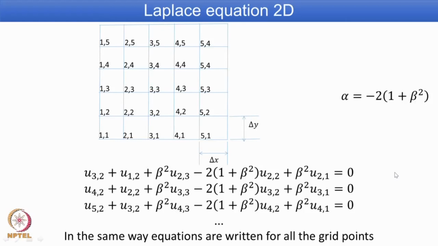With the specification of nodal points, the same computational domain is repeated here. So, 1 comma 1, 2 comma 1, 3 comma 1, 4 comma 1, 5 comma 1, for example, are along the first row, the first in the y direction. Then we extend this for the remaining nodes, and it is marked here. We define another term alpha equal to minus 2 times 1 plus beta squared.